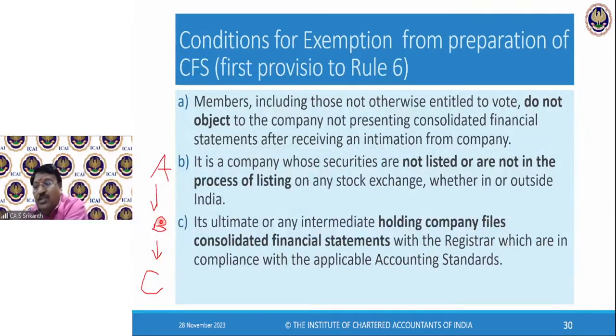Because they don't have a vote, you cannot ignore them. You have to send the letter to them saying we are not going to give. So B should send to its shareholders, including these differential voting rights shareholders who are not entitled to vote, and they should not object. Have you understood, Suman? You wanted point number one now.